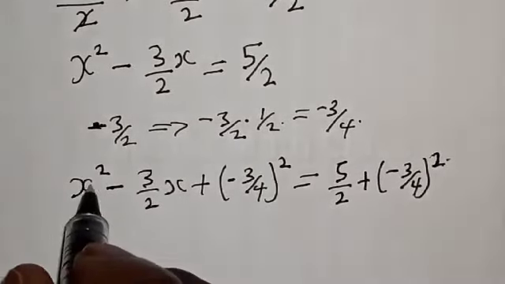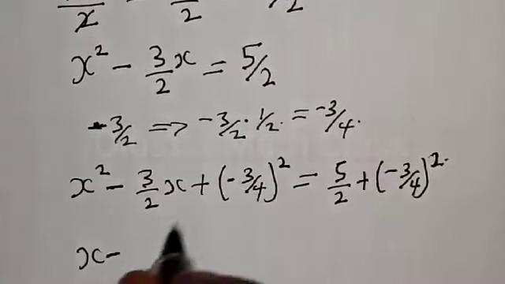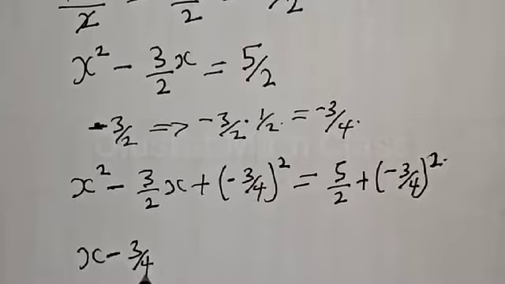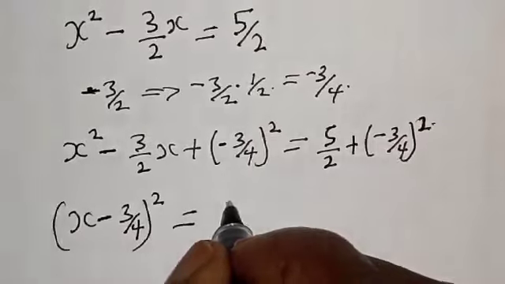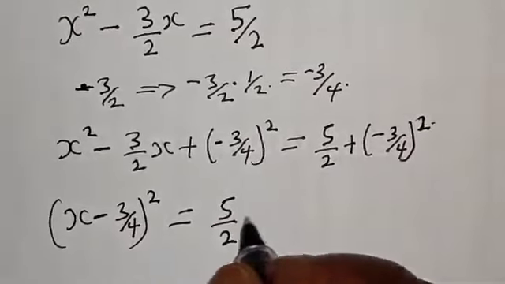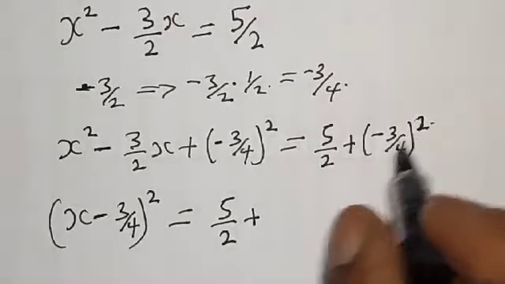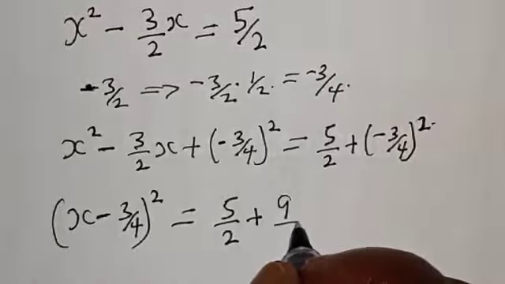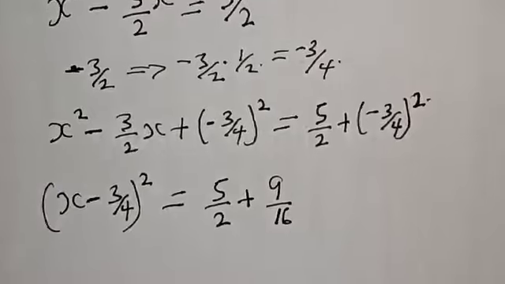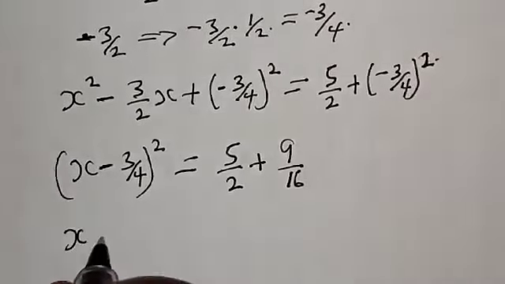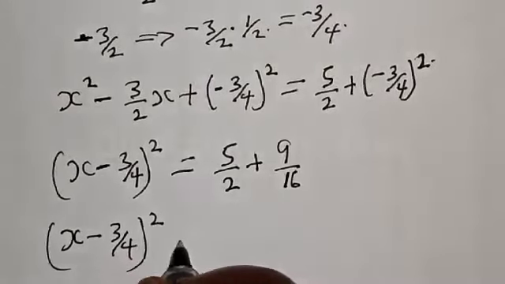Then we pick this. We have x, this sign minus, then 3 over 4, all squared, is equal to what? 5 over 2 plus that, minus 3 squared is 9 over 4 squared, that is 16. Then we have x minus 3 over 4 all squared is equal to what?